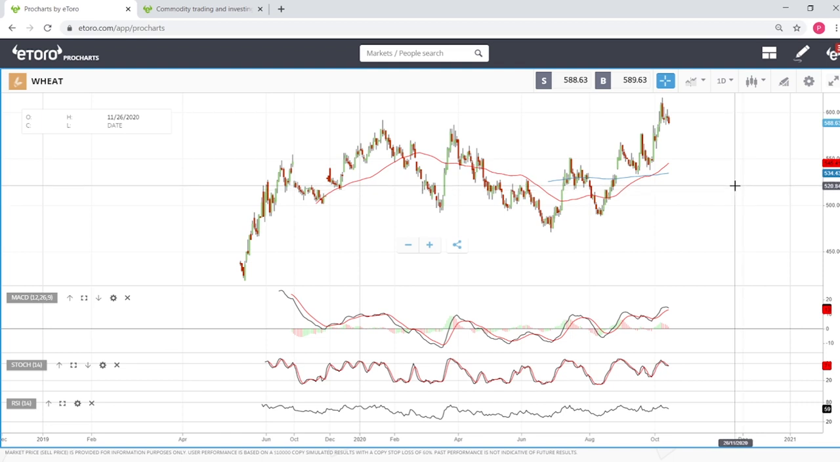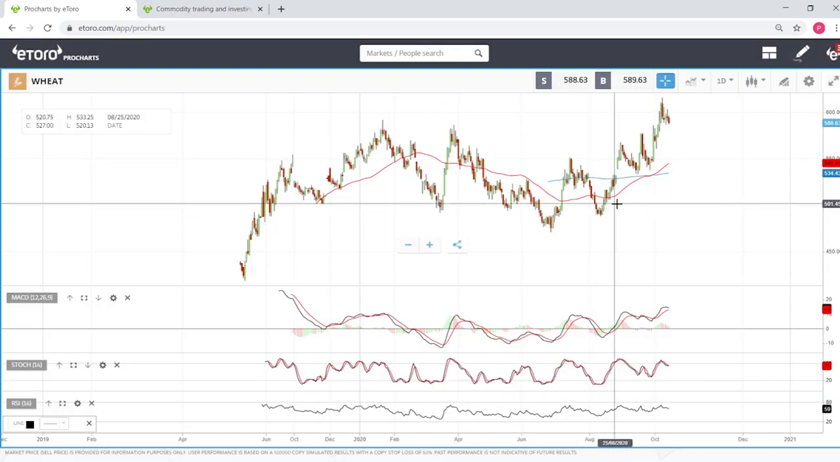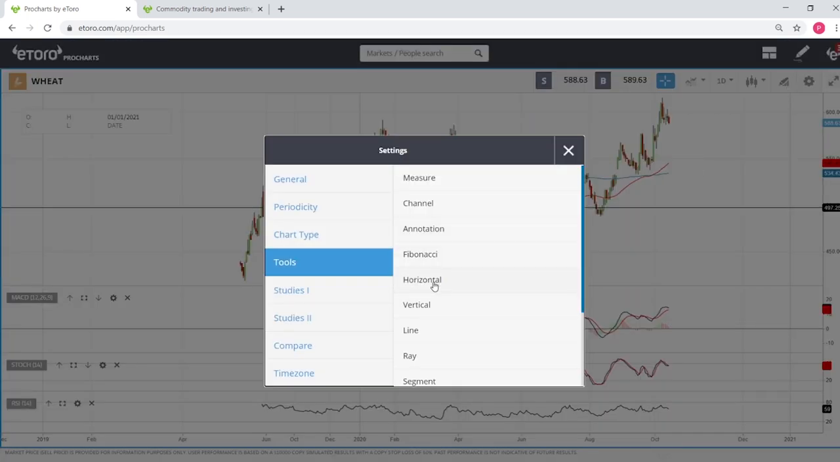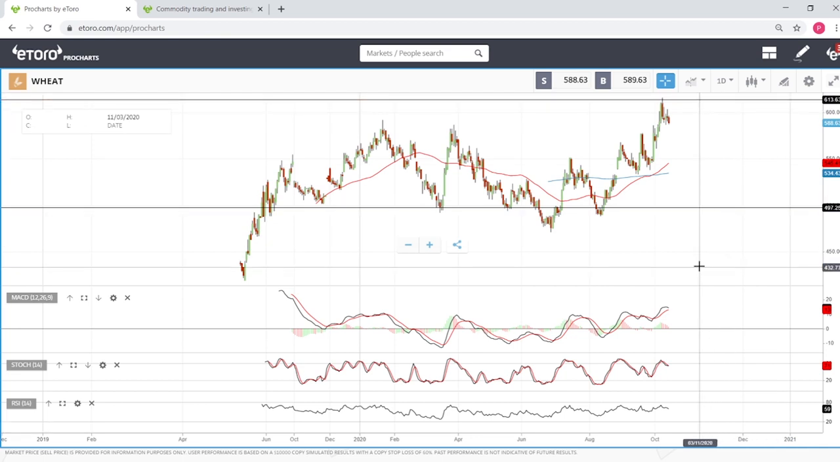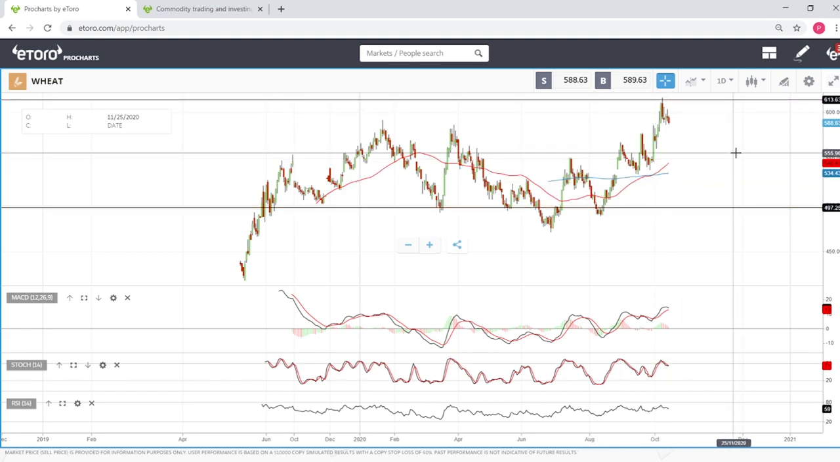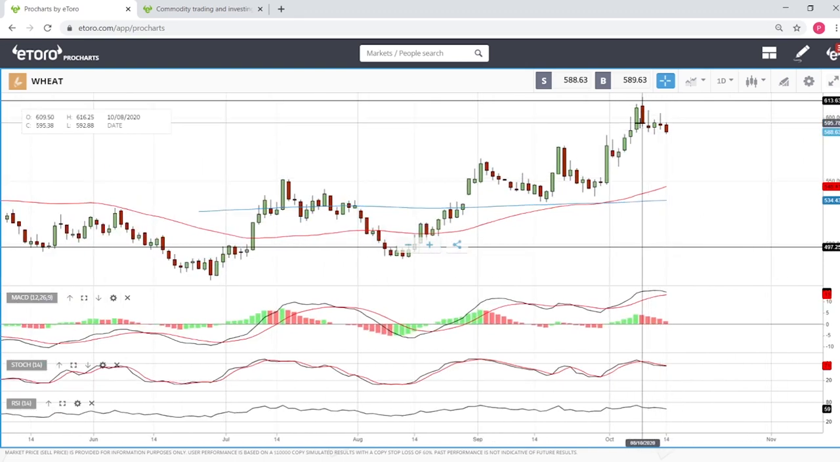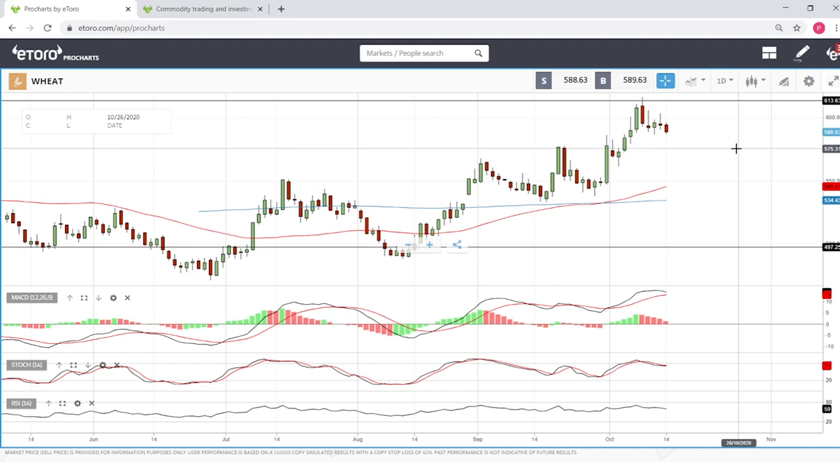So wheat, first of all, we can see that it has lows of around 497, and at this point, highs of around 613. And we can also see that we have rallied from the bottom here all the way to the top. And at this point, it has to be last week. It topped at 613, and at the moment we are basically in a pullback.